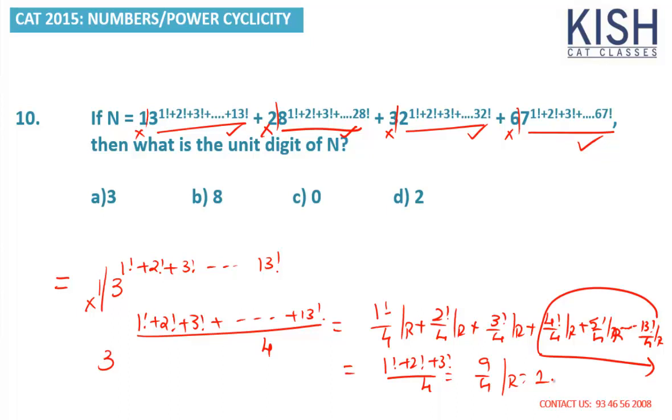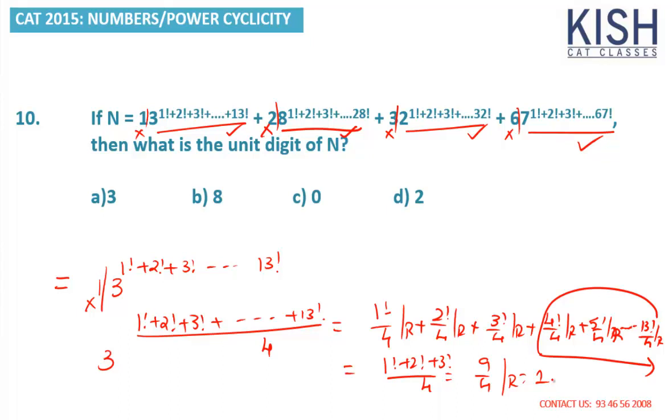Now the next one is 67. 7 power some number. We need to divide the power by the cycle size of 7, that is also 4. For all these numbers, that is 3, 8, 2, 7, the common thing is the number of unit digits we are going to get is 4. So the power is divided by 4. For all these numbers, powers up to 1 factorial plus 2 factorial plus 3 factorial are important. Remaining, we will get the remainder 0.